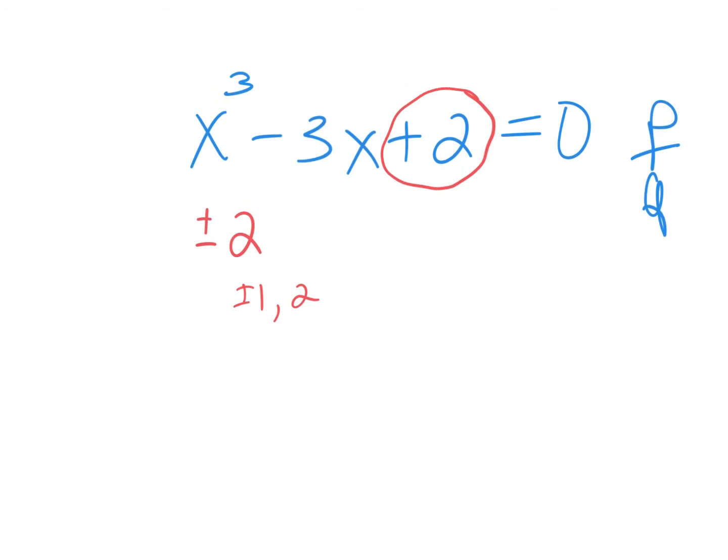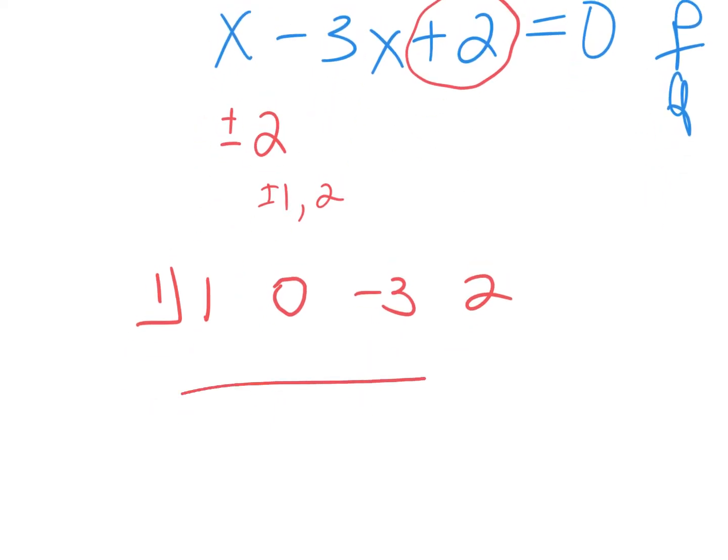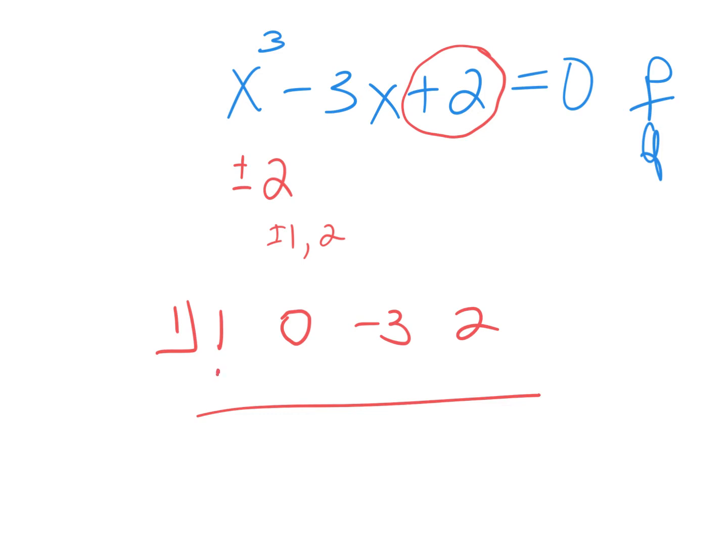So let me try 1. Let's use synthetic division and see if 1 works. So I'm going to say 1. My coefficients are 1, then what? 0, negative 3, and 2, correct? Where did I get those numbers from? The coefficients of the polynomial. So bring this down.